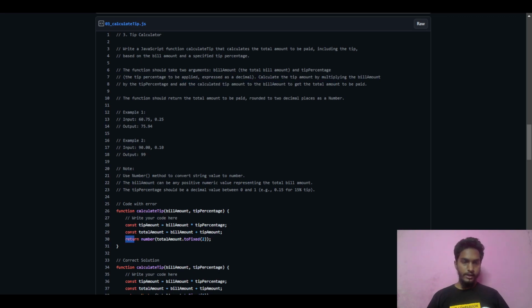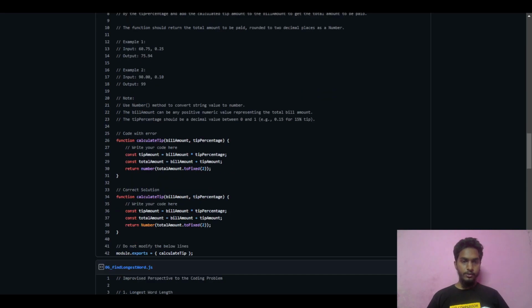But when we are returning, we are converting it to a number, but the error with this code is that this needs to be a capital N, as you can see here. So in the correct solution, everything is the same, but we have capitalized the small n to convert this string to a number. When we do toFixed, it converts to a string, then we are converting it back to a number.